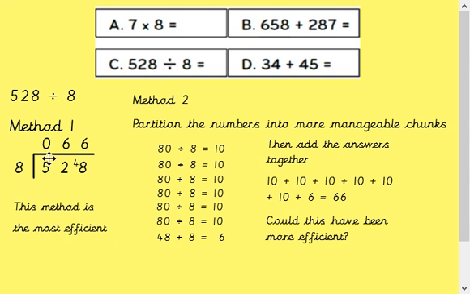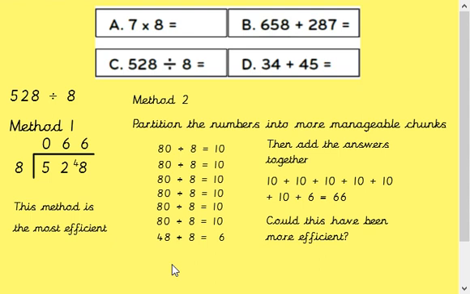So 8s into 5 don't go, so I put a 0 up here. I then need to make these 2 digits into one number. So 8s into 52 would be 6. Now 6 8s we know are 48. So I've got 4 left over, remainders, which I need to put next to the 8 there. So I make 48. 8s into 48 are 6. So you can see that my answer would be 66.